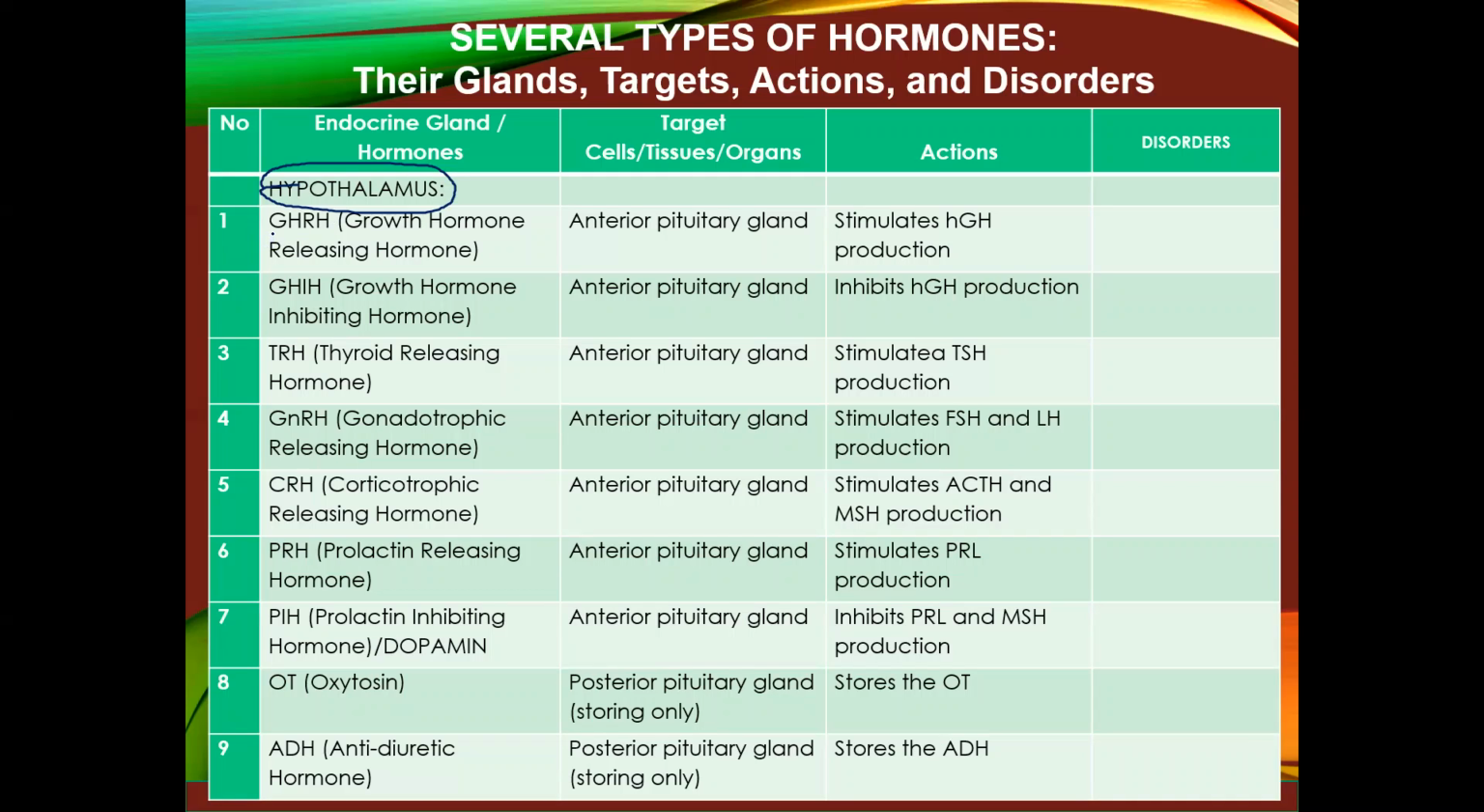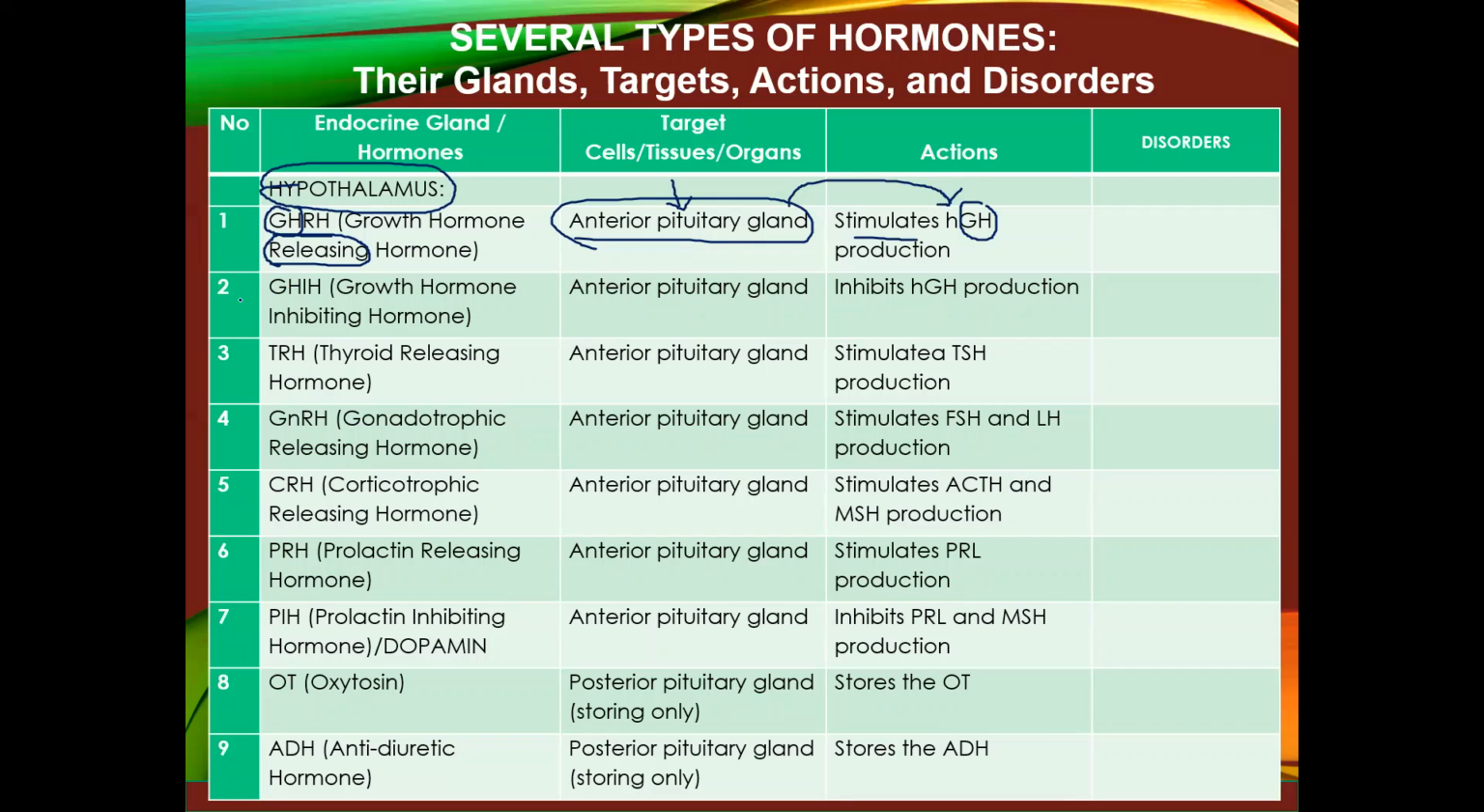The first one is called the growth hormone releasing hormone. And the name is telling you this hormone stimulates production of growth hormone. The growth hormone is produced by the anterior pituitary gland. Therefore, the target for this growth hormone releasing hormone will be the anterior pituitary gland. And the action will be to stimulate the growth hormone production from the anterior pituitary gland.